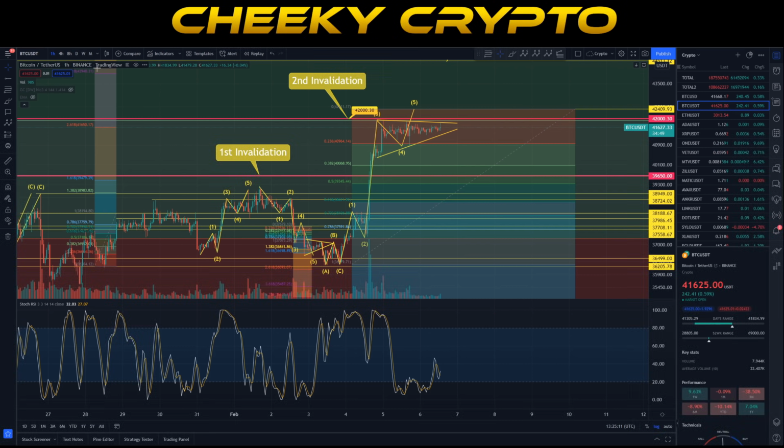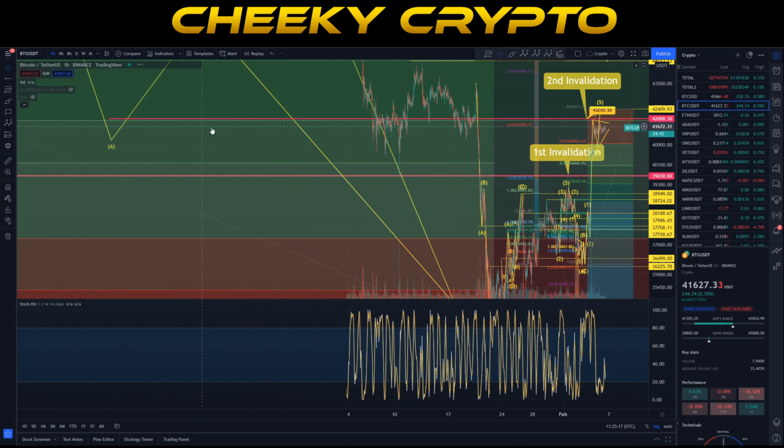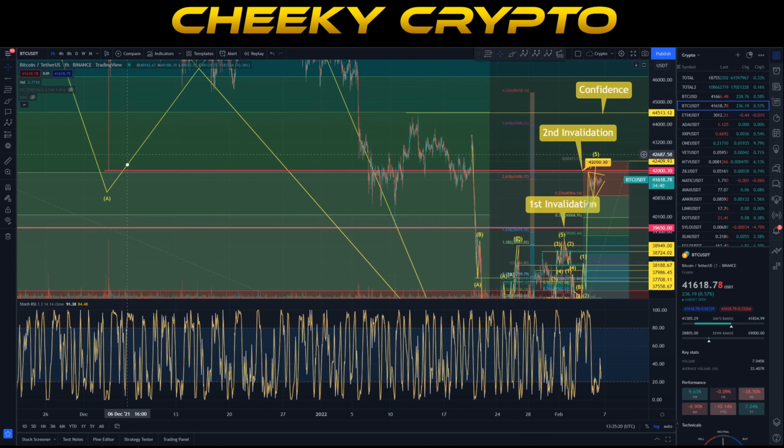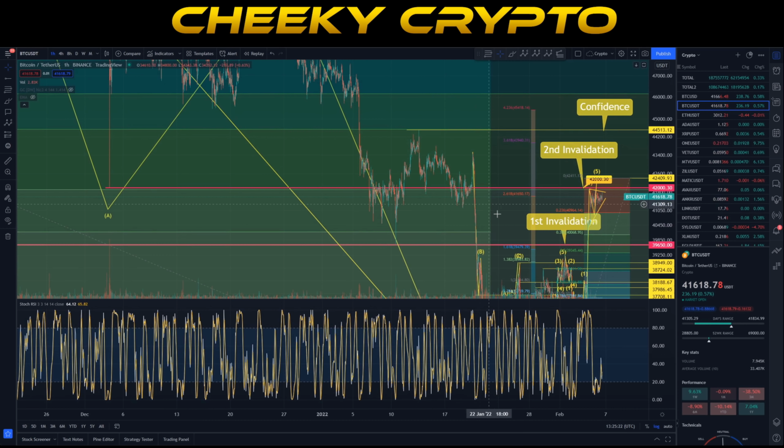For Binance data here, we are targeting 42,000 and 30 cents. That's exactly it. Everyone who's been familiar with the channel knows I've been talking about how so many of these candles, when it comes to Binance, are almost always to the penny or very, very close to it.